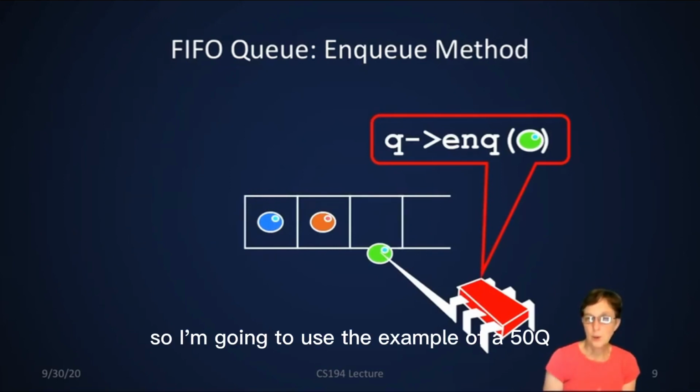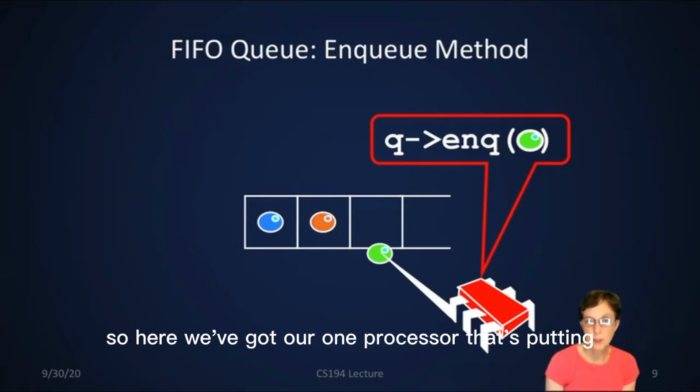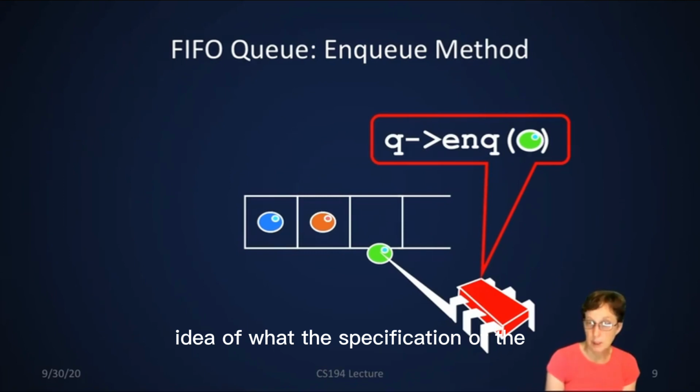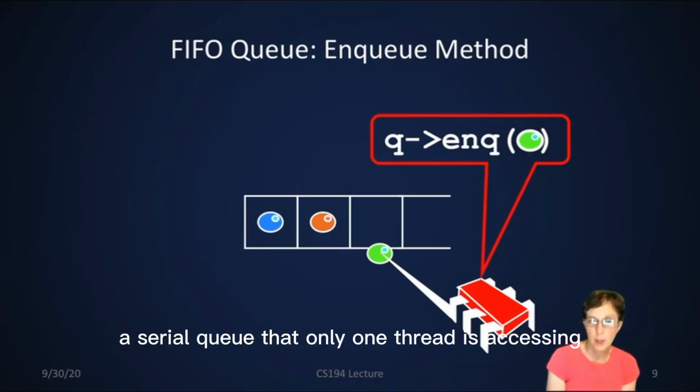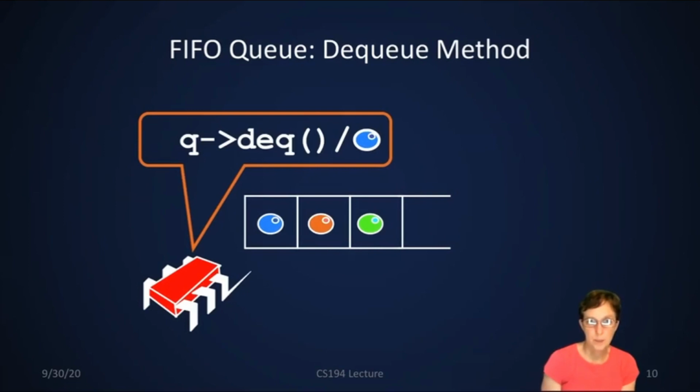So I'm going to use the example of a FIFO queue. Here we've got one processor that's putting things into a FIFO queue, and we know that the order it puts them in will be the order that it takes them out. I'm going to assume that you have an intuitive idea of what the specification of a sequential queue looks like, a serial queue that only one thread is accessing.